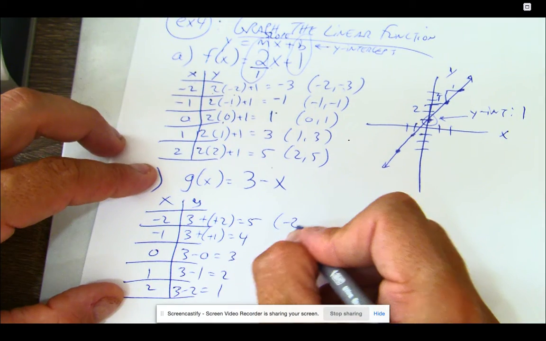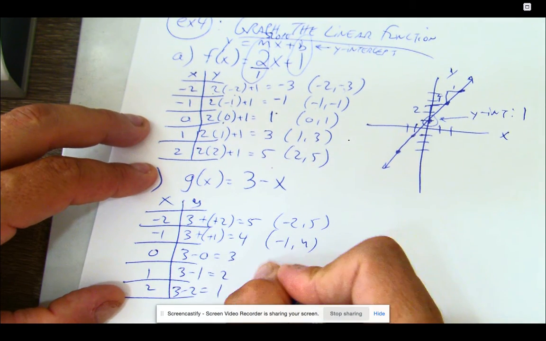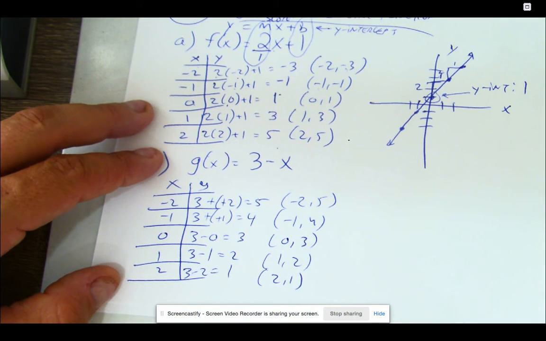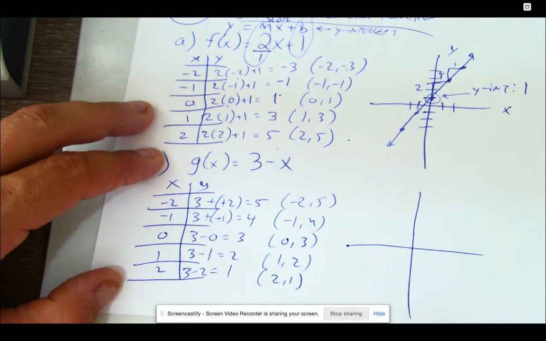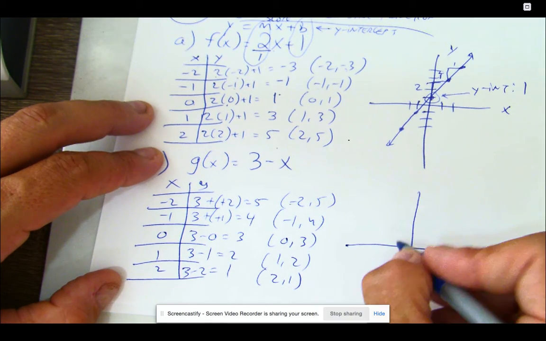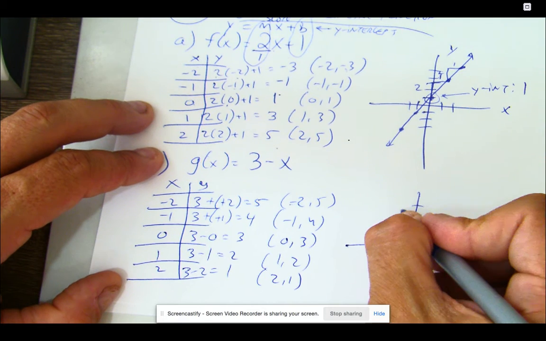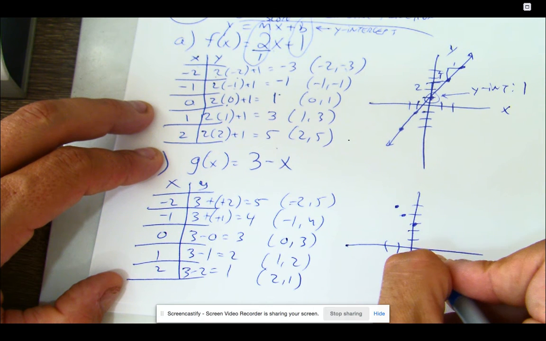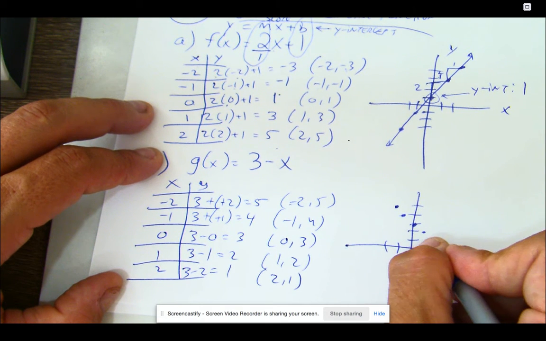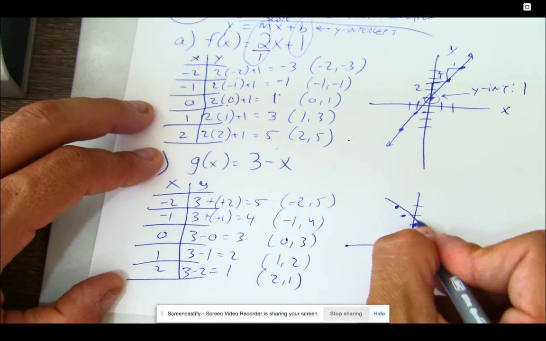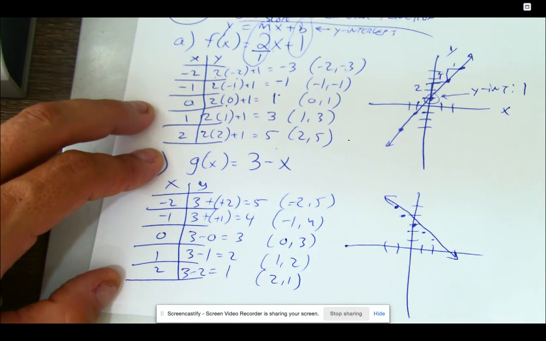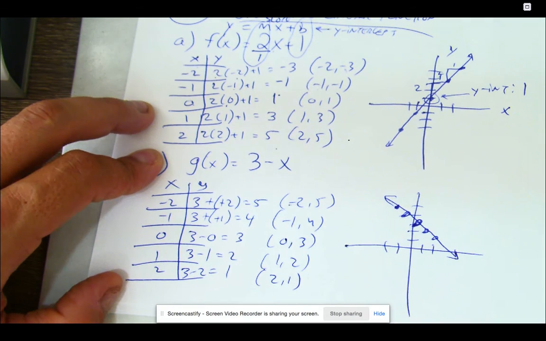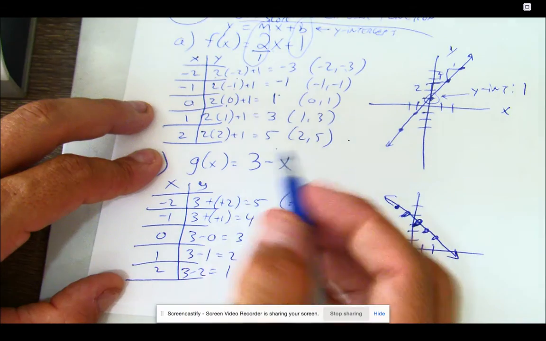And then here are my points, which should look like this. Now let's graph these 5 points. Negative 2, 5, which is there. Negative 1, 4, 0, 3, 1, 2, 2, 1. They make a nice, pretty straight line. Okay, if I miss your dot, make your dots bigger. Okay, there we go. Now let's check and see if these numbers look good.